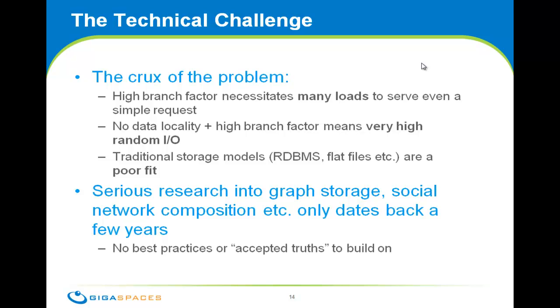So to formalize the problem a little bit, we have a social graph with a very high branching factor that necessitates many loads for even a simple request. We do not have any data locality, and along with a high branching factor, that basically means that in order to serve a user query, we need a very high volume of completely random I/O. So that translates to traditional storage models such as databases and flat files being a very poor fit for the graph storage issue. Serious research into graph storage and social network composition only dates back a few years.